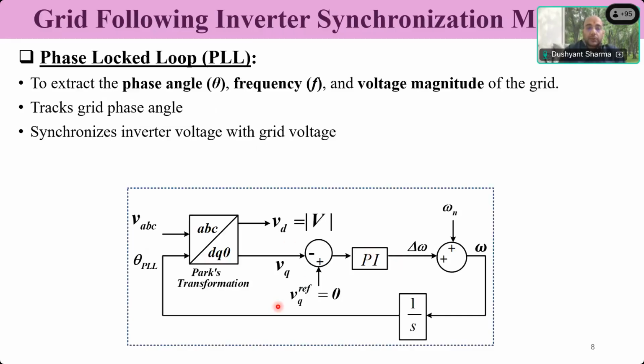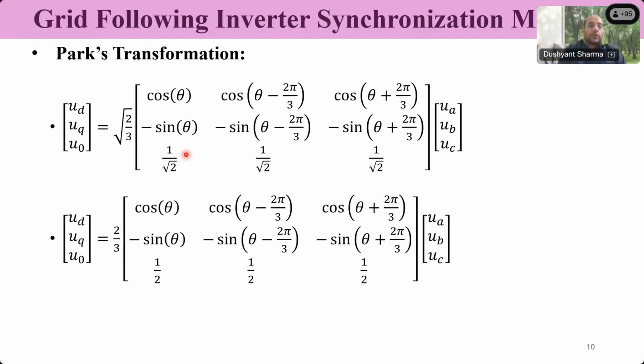What is this mathematics here? You see, there is a Park's transformation matrix that is given for ABC to DQ. This is a block. This block converts ABC to DQ0. That is done by this Park's transformation. You take UA, UB, UC as three inputs, the VA, VB, VC, the three phase quantities, and using this matrix, we convert to DQ0. Now there are two formulas written. Both of them are different. This basically shows that the two matrices are different.